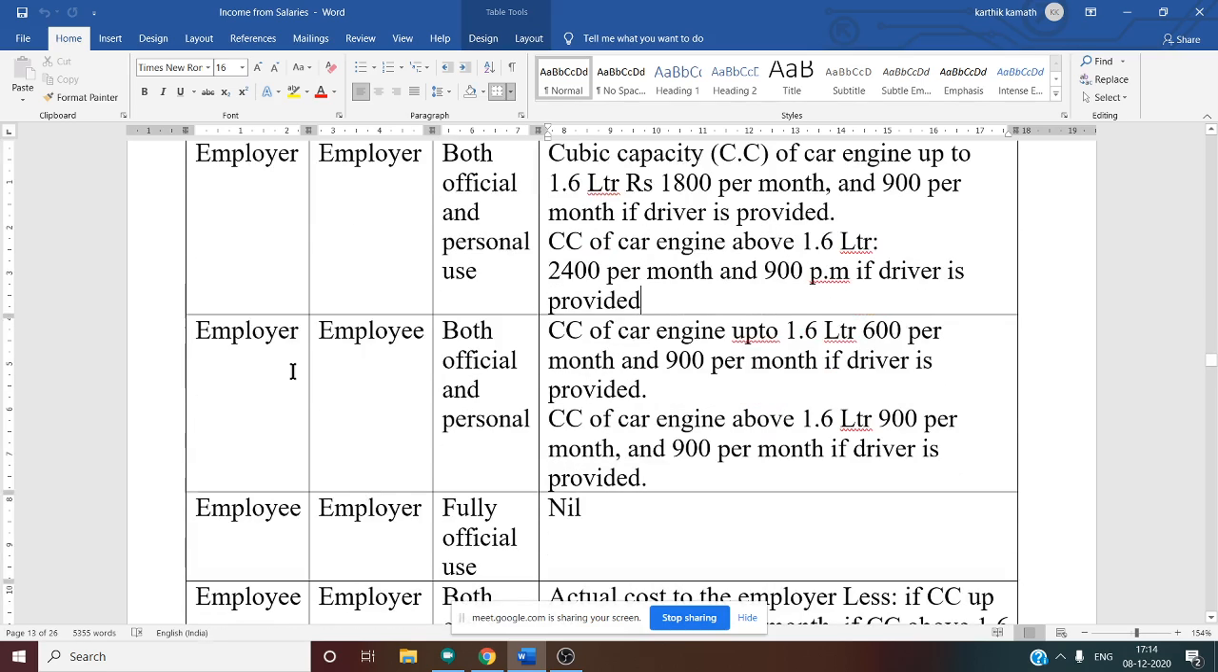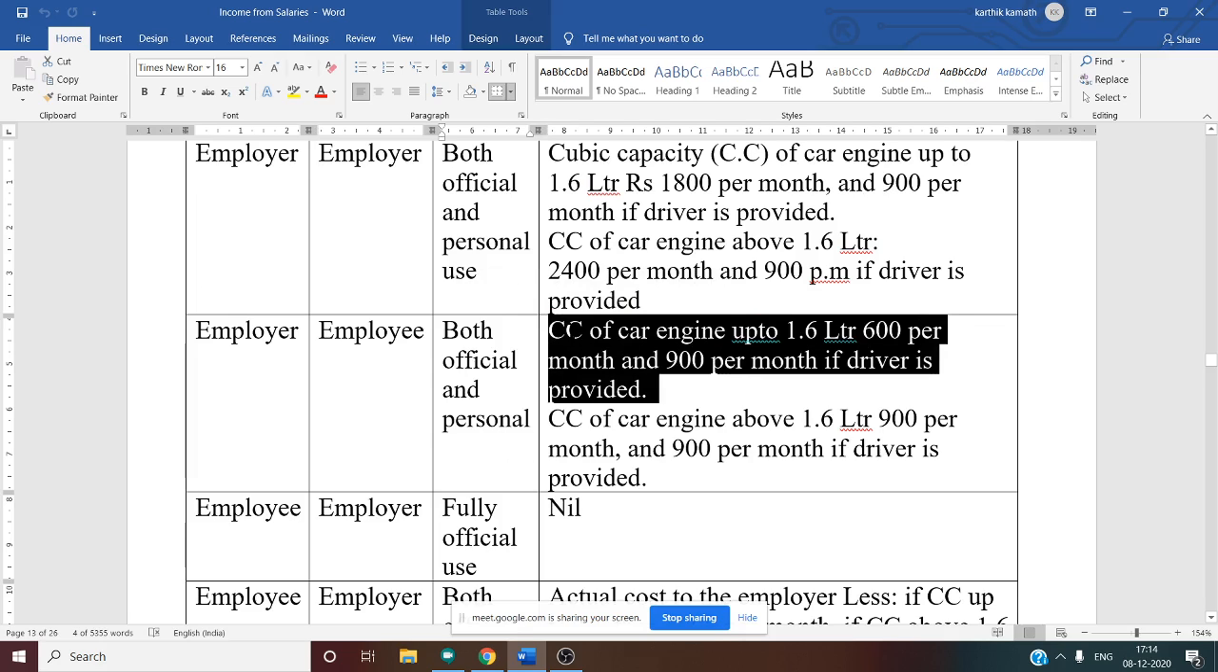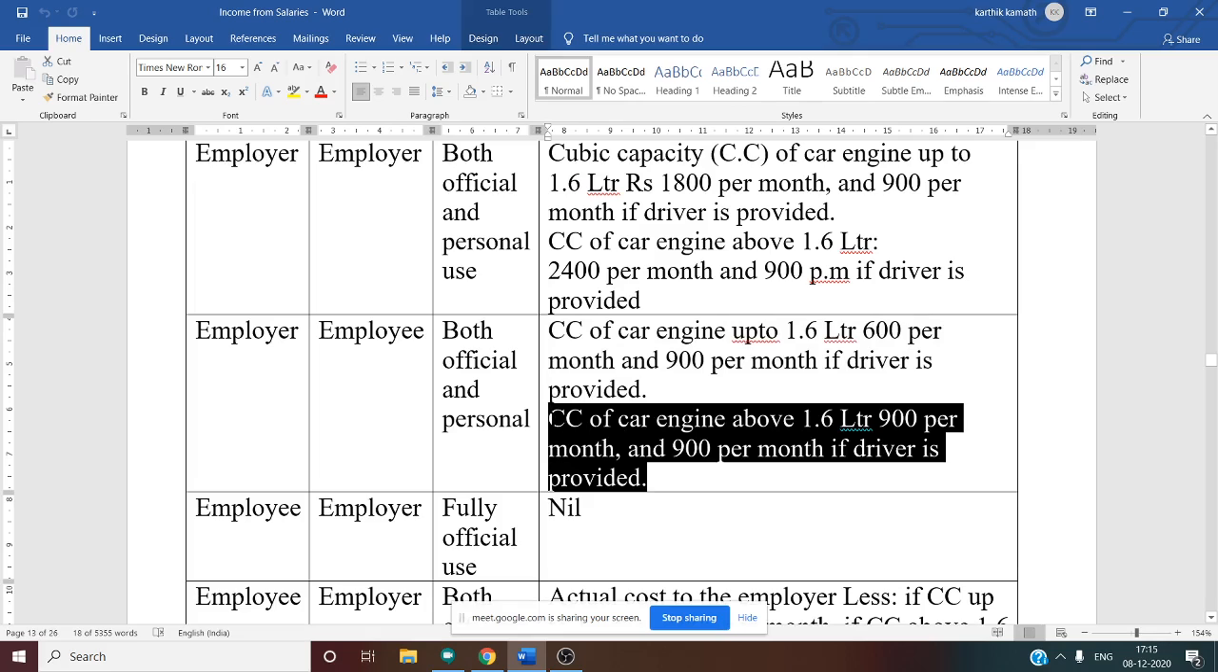Then similarly, there is the next case. If you see, the owner is employer, but expenses are met by employee. In that case, what happens? There is a change in the statutory amount. Again, the car is used for both official and personal purpose. Again, we have to see if it is a small car, that is less than 1.6 liter, 600 per month, fixed amount. Driver is there, 900, that is same. Then if the car is a bigger one, that is above 1.6 liter, 900 per month, and 900 per month again if driver is provided.